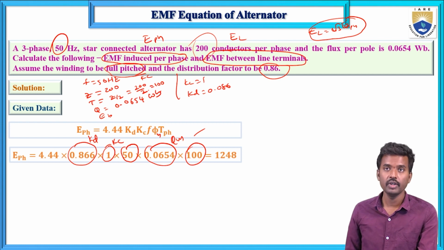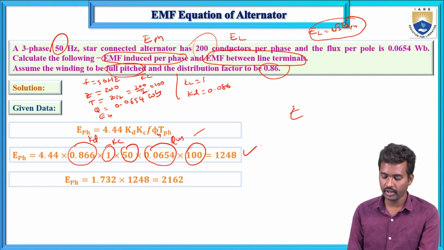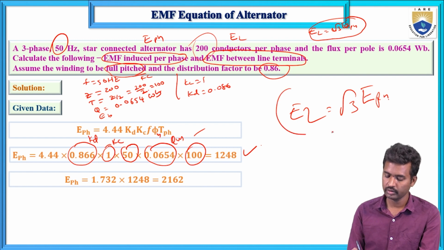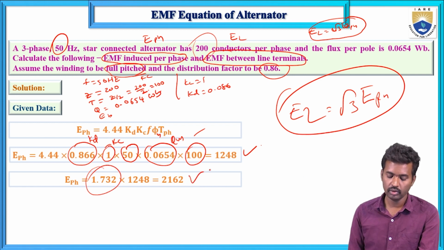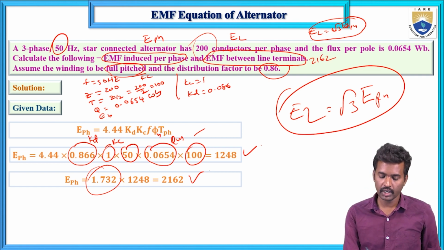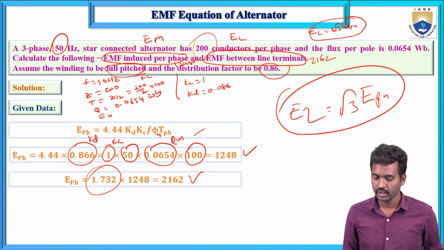Now the EMF per phase is 1248 volts, and for the line-to-line voltage, EL, the line voltage equals √3 times the phase voltage. √3 is 1.732, times 1248, that equals 2162 volts. So the line voltage is 2162 volts and the phase voltage is 1248 volts. Next problem.